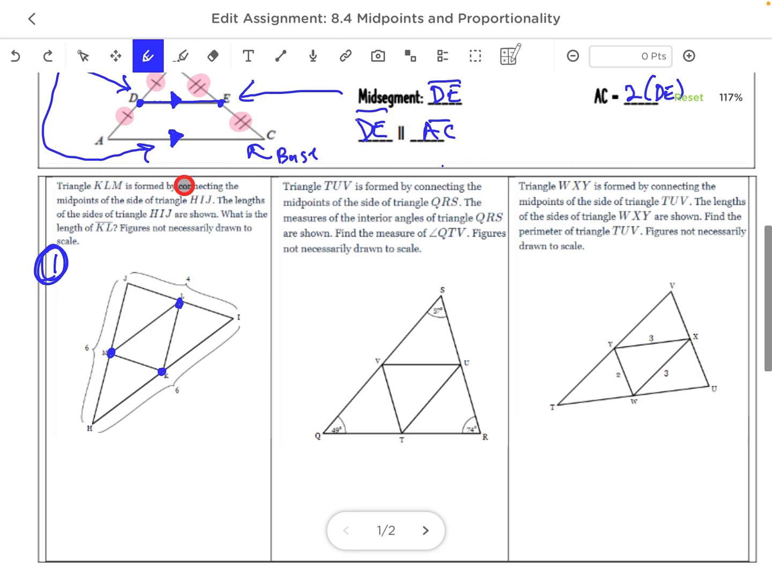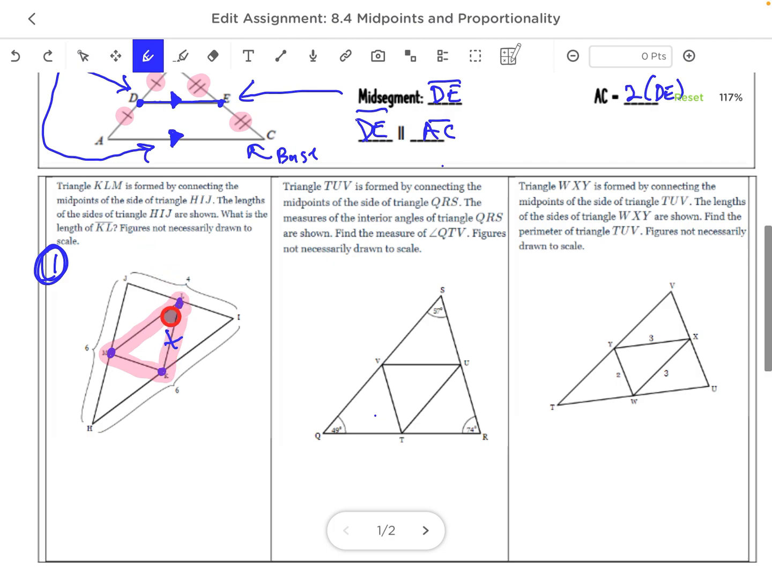So it says KLM is formed by connecting those three, right? So KLM, okay? The lengths of the sides of HIJ are shown. This right here shows the length of that side, right? That's 6, and that's 4. What is the length of KL? So this is what we're trying to find, KL.